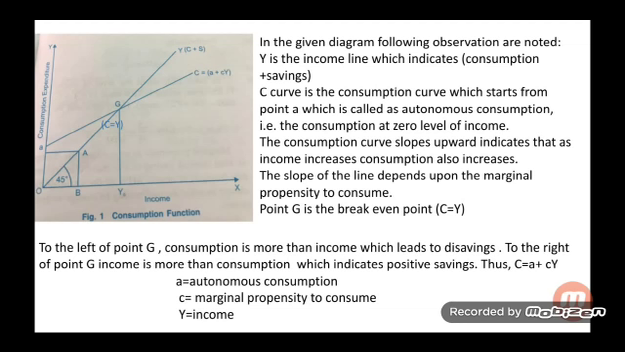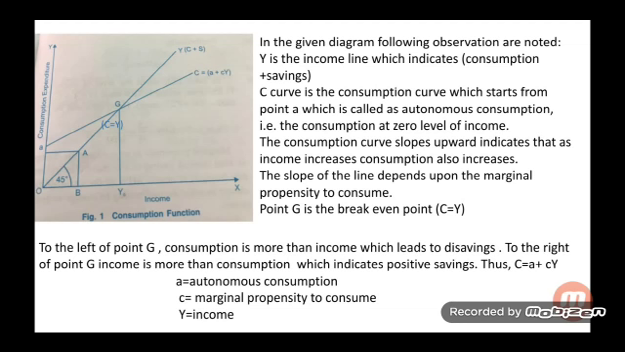In the given diagram, following observations are noted. Y is the income line which indicates the consumption plus savings. Y income है और income का formula क्या था? Y is equal to C plus S. And C curve is a consumption curve which starts from the point A, which is called autonomous consumption. मैंने आपको बताया autonomous consumption क्या होता है. That is the consumption at zero level of income.